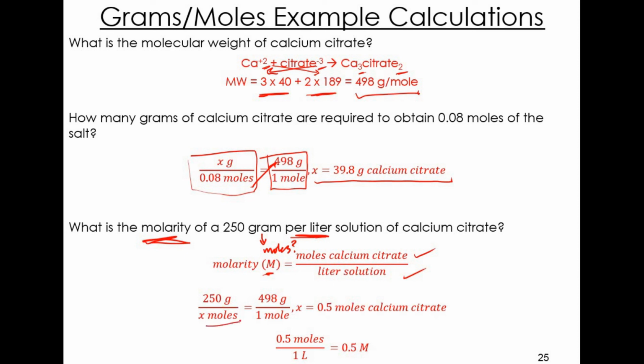250 grams is how many moles? Crisscross, divide by 498. X is 0.5 moles of calcium citrate. So 250 grams is 0.5 moles. You can put that in here. 0.5 moles divided by 1 liter. That's a 0.5 molar solution. Molarity is 0.5.